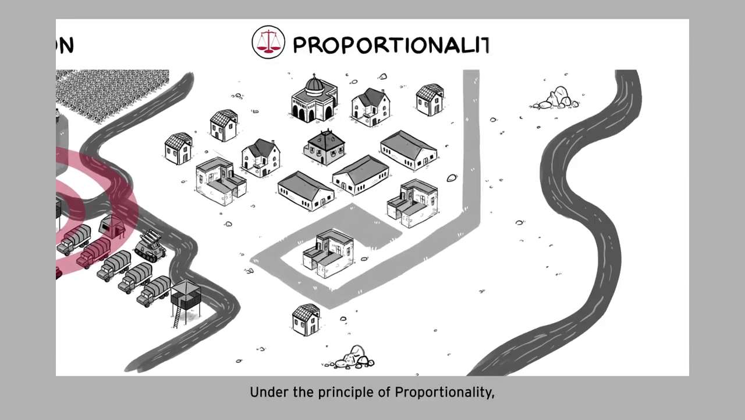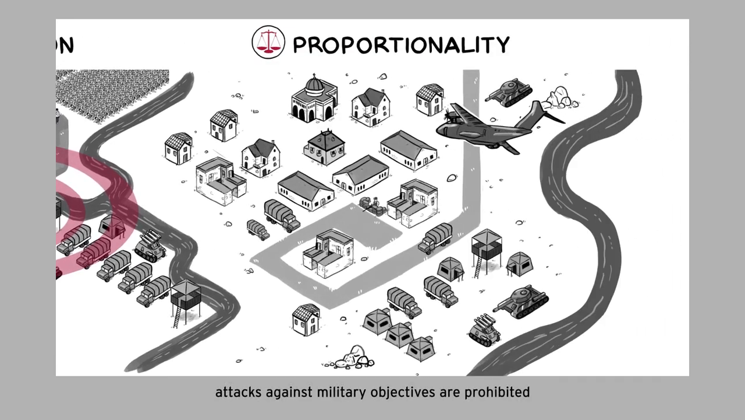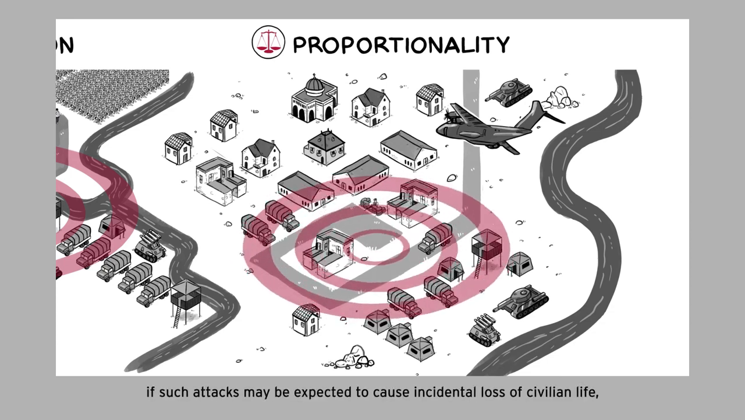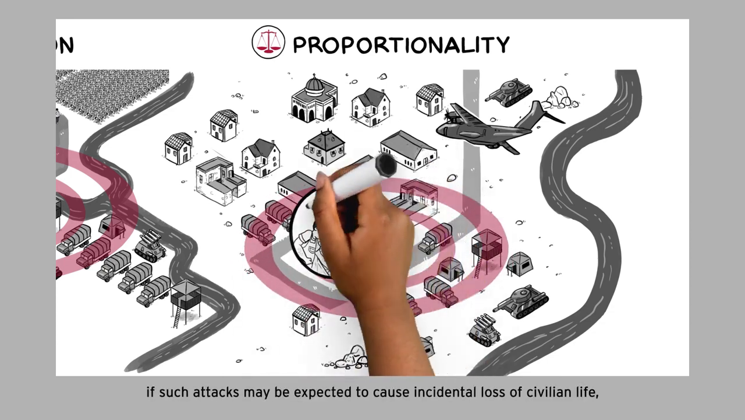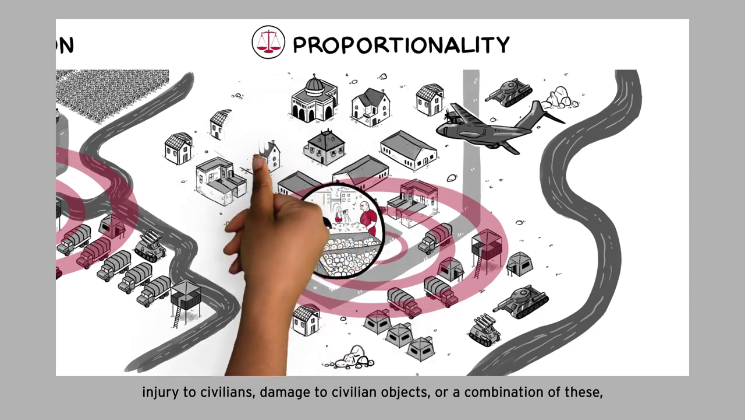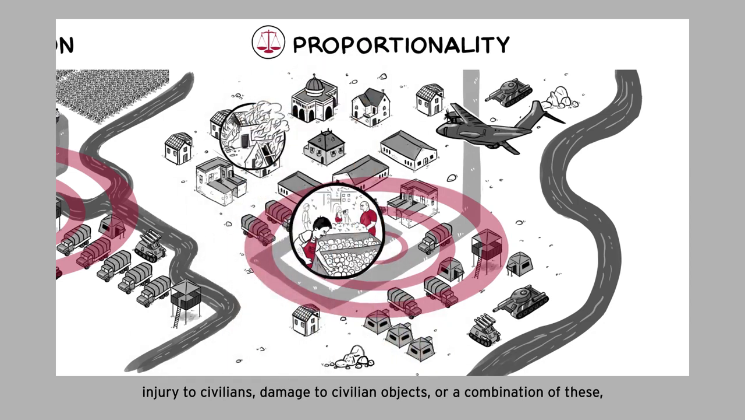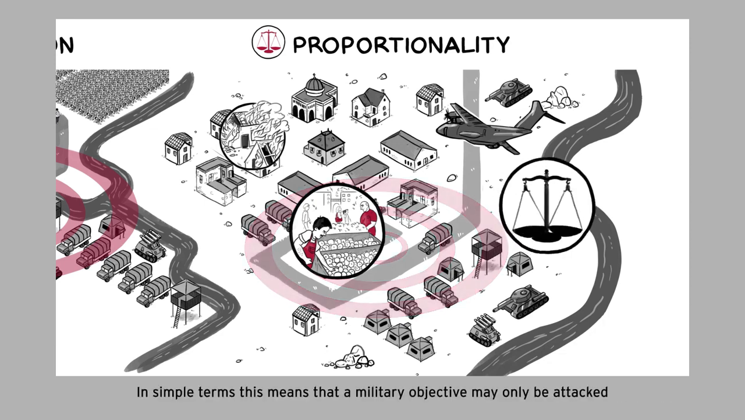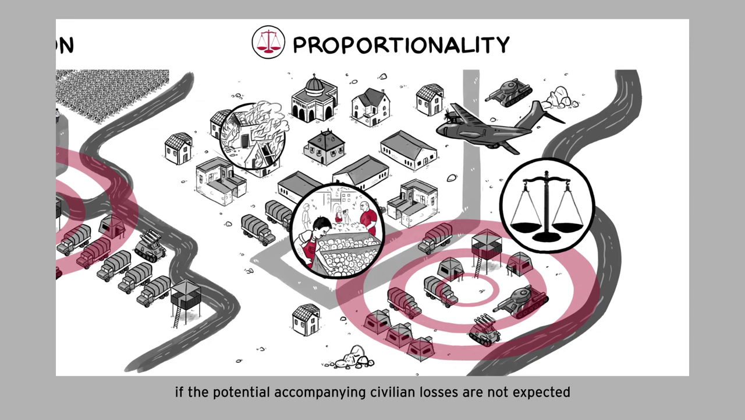Under the principle of proportionality, attacks against military objectives are prohibited if such attacks may be expected to cause incidental loss of civilian life, injury to civilians, damage to civilian objects, or a combination of these, which would be excessive in relation to the concrete and direct military advantage anticipated. In simple terms, this means that a military objective may only be attacked if the potential accompanying civilian losses are not expected to outweigh the foreseen military advantage.